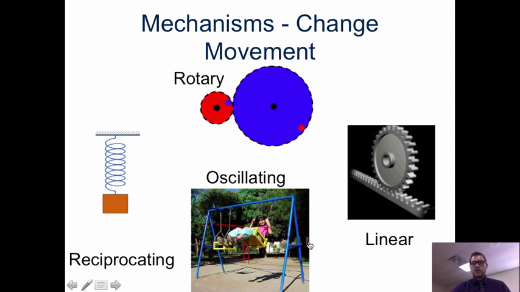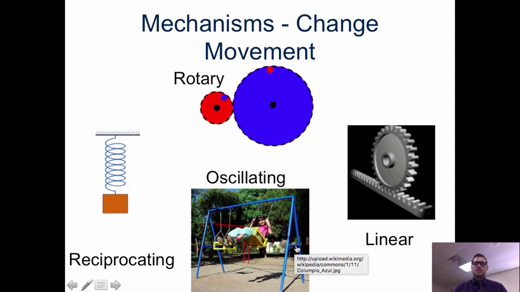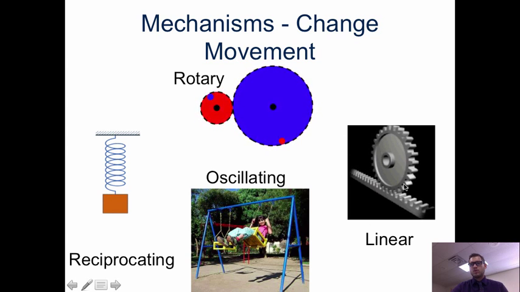Oscillating, if you look right here, we have a swing set. Now we know with a swing set you have to actually push and change your body weight. So a true oscillating would be something like a fan, where the motor is continuously spinning in the same direction, yet the fan is going left and then right, back and forth. And linear, this is a really good example of linear, where you have one rotary movement that is then forcing something to move in a linear fashion.